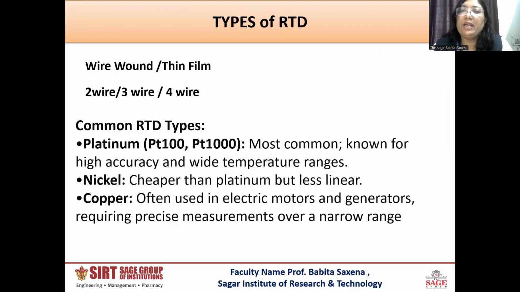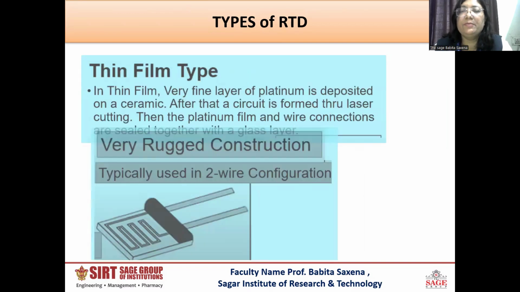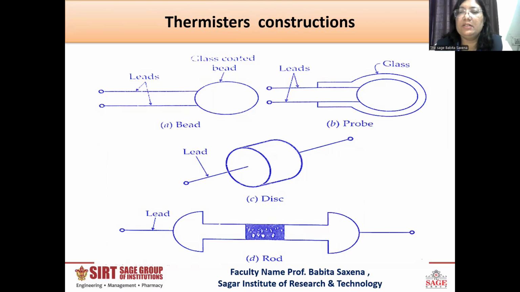There are common types of RTD called the PT100 and PT1000. The most common depends on the metal you are using, nickel or copper. If you use the nickel, it is PT100. These are the construction of a wire wound RTD. This is the thin film type of RTD. And these are the thermistors.